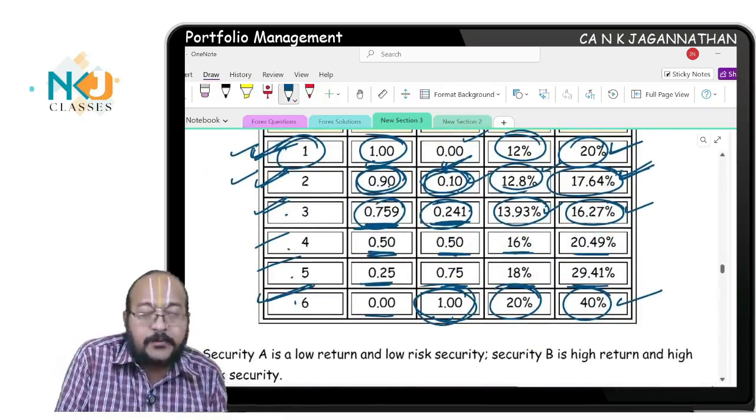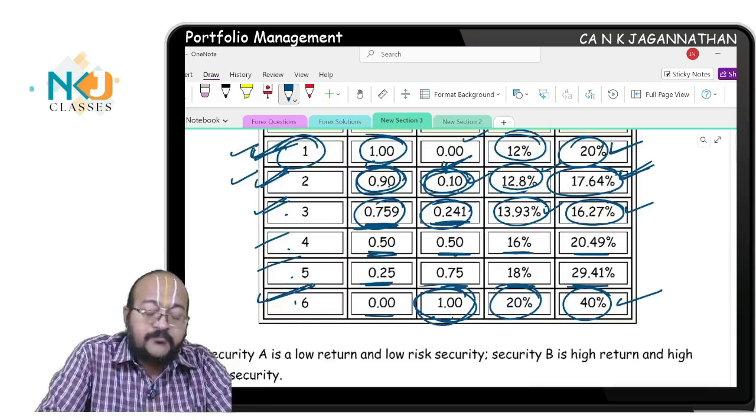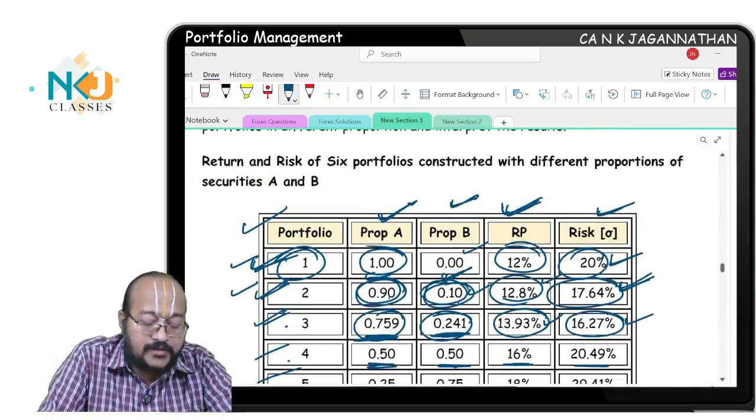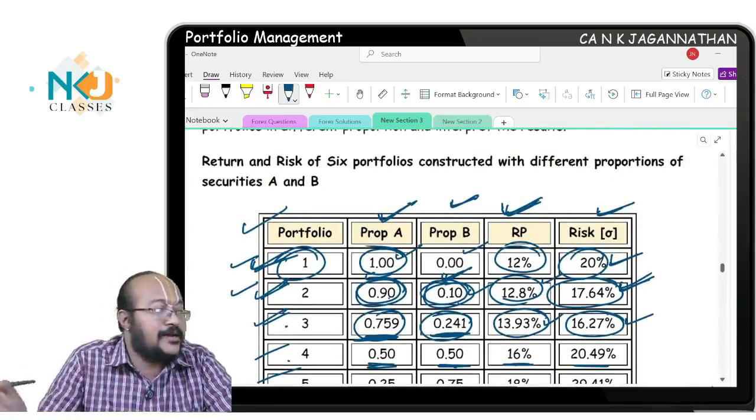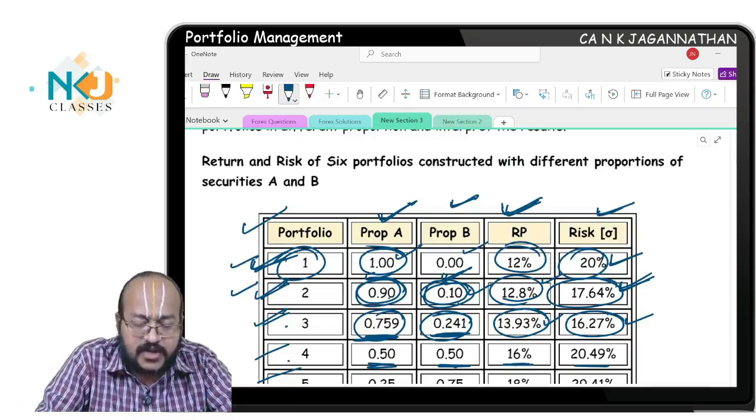In the last case, what happens? The entire amount I invest in a high risk security. Are you listening? Now what happens? My portfolio only had security A. In that, now I increase the high risk security. Upward, naturally, it is a high return security as well as a high risk security.